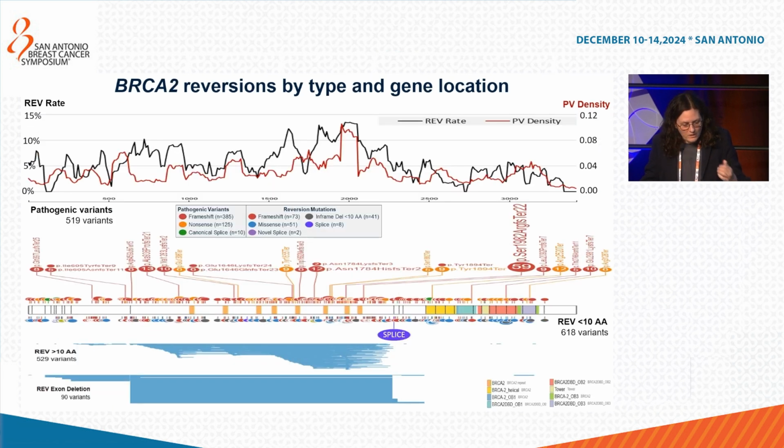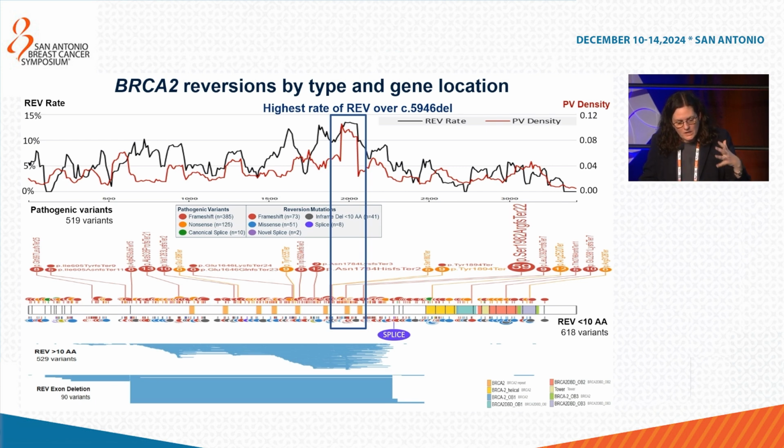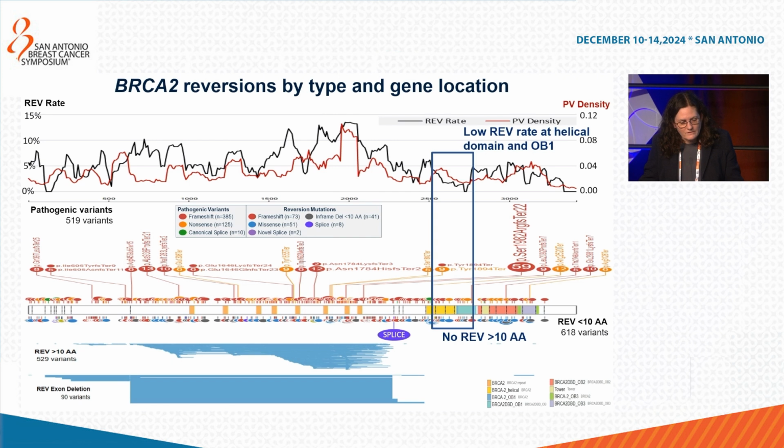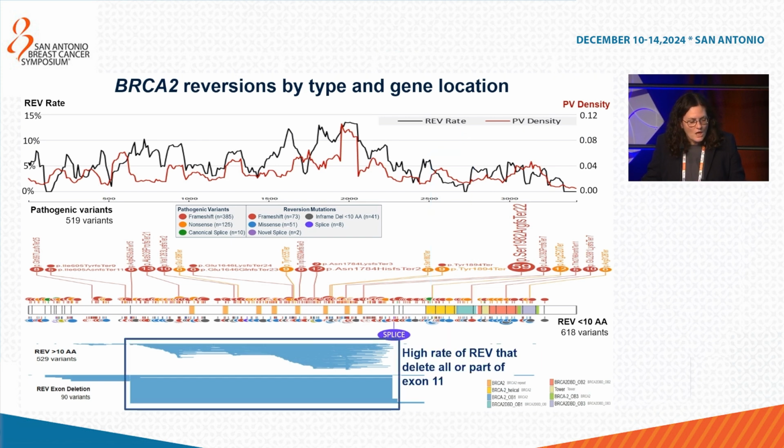So then a similar plot for BRCA2 reversions, and again, I'm going to highlight some of the interesting findings here. Highest rate of reversions over the common founder, 6174delT, but it's not just at the founder, it's in that region, and a high rate of reversions in exon 11. Very low rate of reversions, and no reversions over 10 amino acids, down at your helicase domain and your OB1 domain, so a very low rate of reversions in that particular region. And then an extremely high rate of reversions that delete all or part of exon 11.